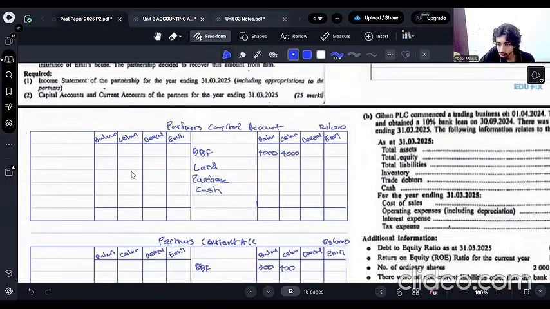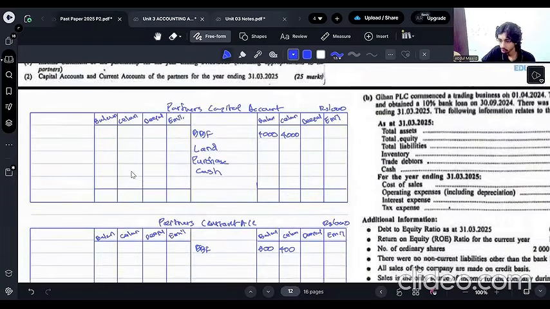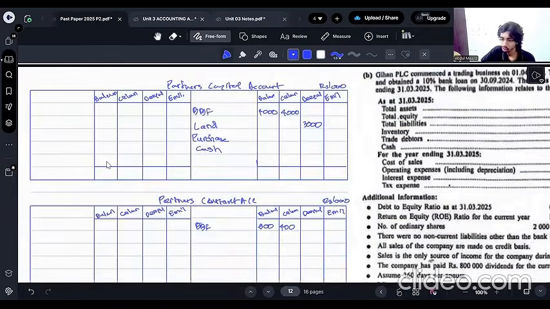Wait, who was that? Deepal. Deepal brought land of 3 million. Emil brought trading goods worth 4 million. And both brought cash, right? 2 million and 1 million. Okay.